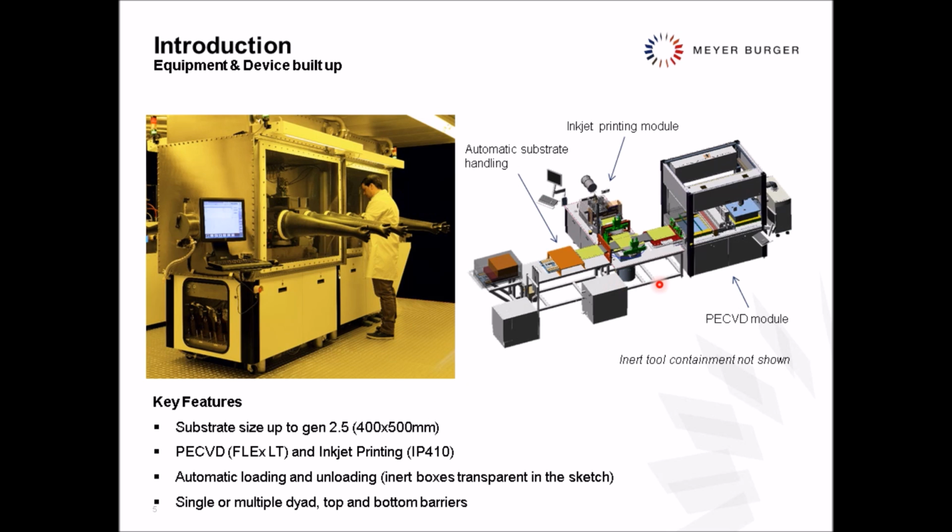Such a machine can handle substrates up to Gen 2.5. It is a coupling, as we said, of a PECVD module and an inkjet printing module, namely the Flex LT and the IP410. The loading is automatic and the unloading as well. We have also a sketch of the inert boxes, and thanks to this robot handling, it is possible to make a single dyad or multiple dyads, to make top or bottom barriers, just by changing the automatic process that is instructed to the tool.